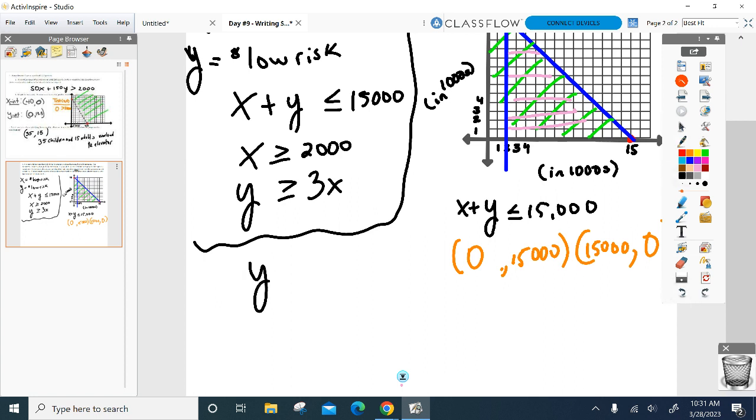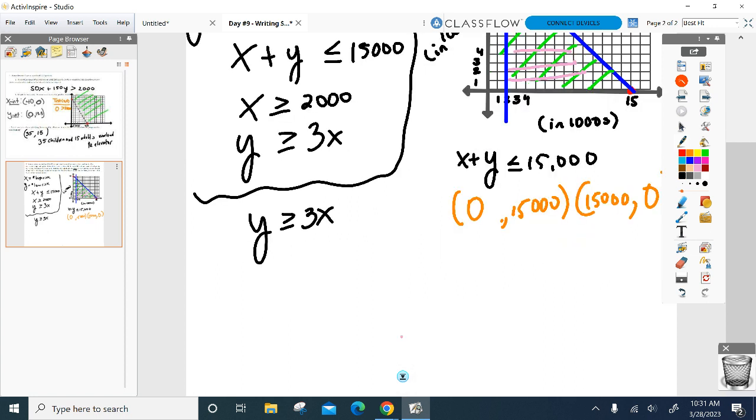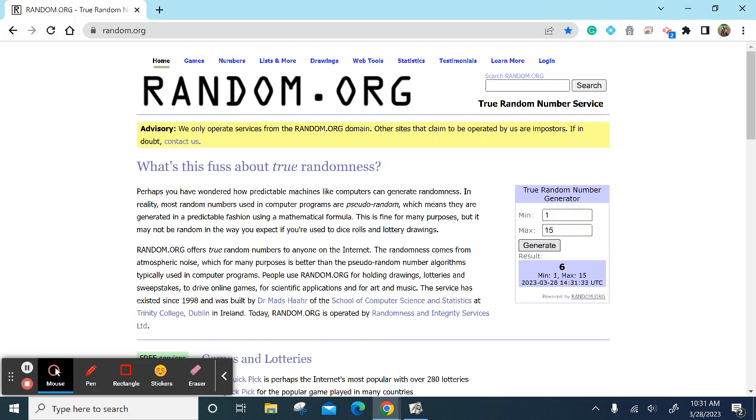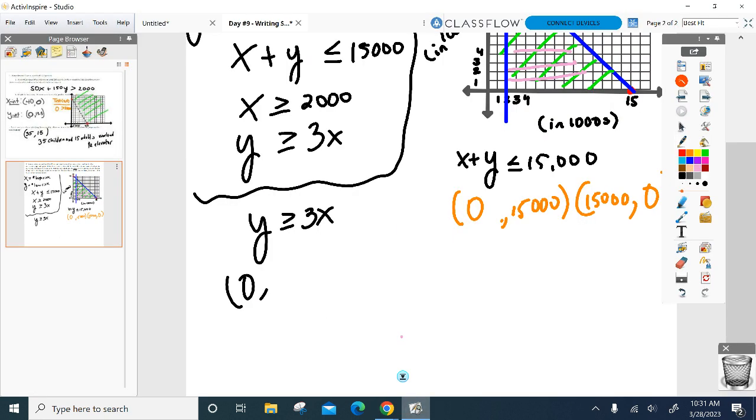So I get y greater than or equal to 3x. Ready? Plug in 0 for x. What do you get for your y? I'm doing this one with you. If I plug in 0 for x, what's the y-intercept come out to be? 3 times 0 comes out to be 0.